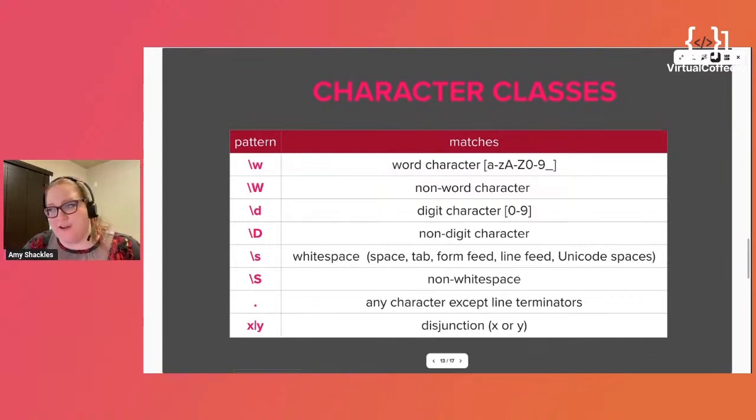Digit characters, which is 0 through 9. Non-digit characters. Whitespace, which is space, tab, form feed, line feed, Unicode spaces. Non-whitespace. And period is any character except line terminators, except when you have the dotAll flag set. dotAll will also match line terminators. And then you have disjunctions, and a disjunction is like an alternate. So x, in this example, x or y, it will match x or it will match y. It could be either.